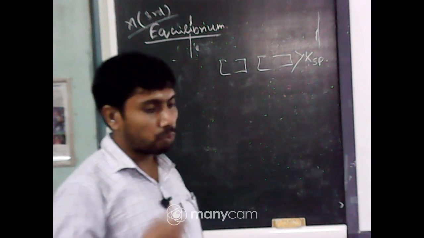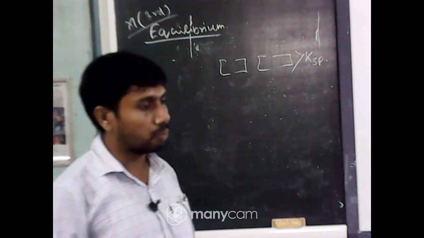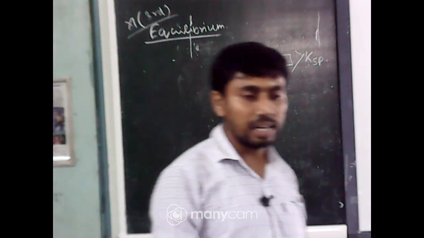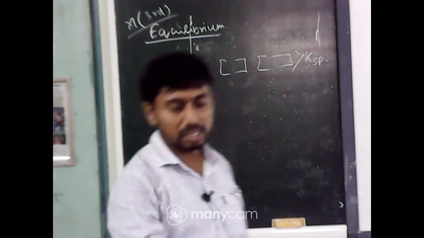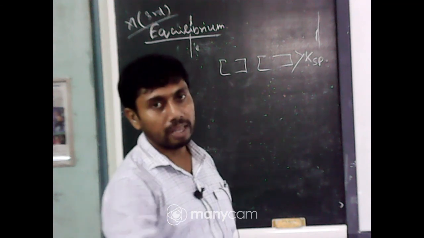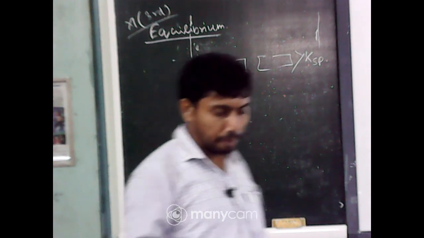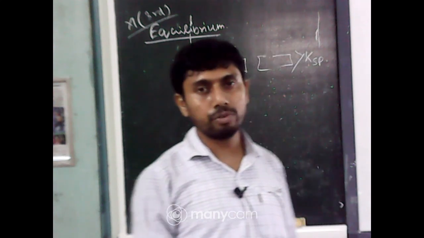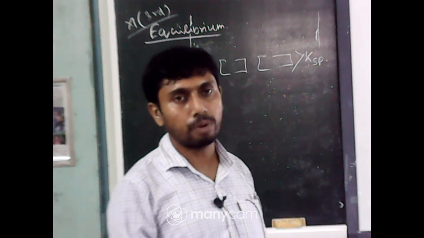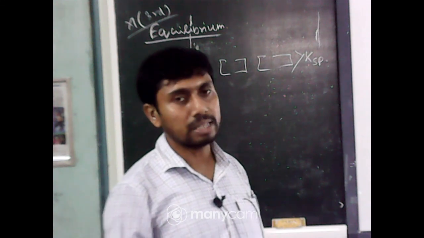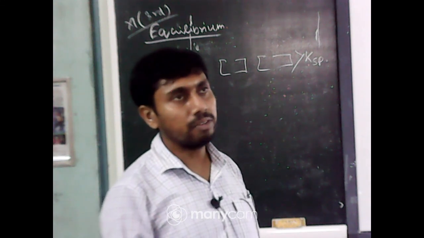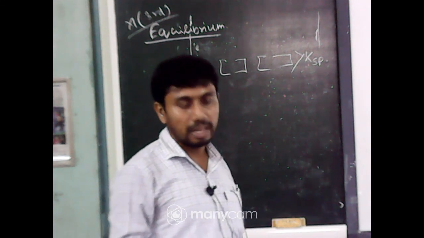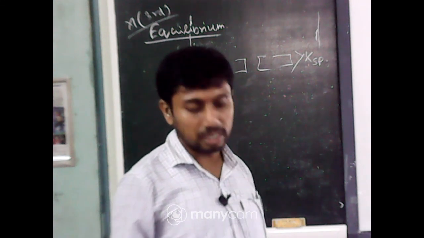Now, in qualitative chemistry, what happens? We precipitate the salt, the cations, in the form of a PPT. For PPT, the importance is that every time we have to exceed the value of the solubility product. So, the individual concentrations of cation and anion must exceed the solubility product, and then the salt will deposit.